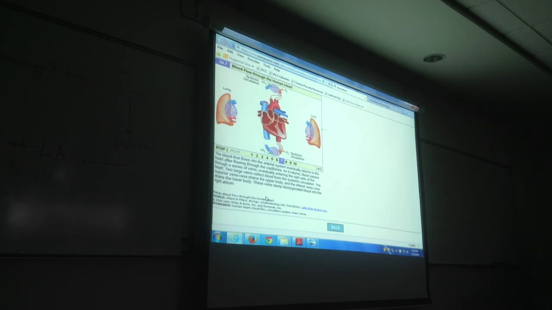The blood that flows into the arterial system eventually returns to the heart after flowing through the capillaries. As it returns, blood passes through a series of veins, eventually entering the right side of the heart. Two large veins collect blood from the systemic circulation. The superior vena cava drains the upper body, and the inferior vena cava drains the lower body. These veins dump deoxygenated blood into the right atrium.